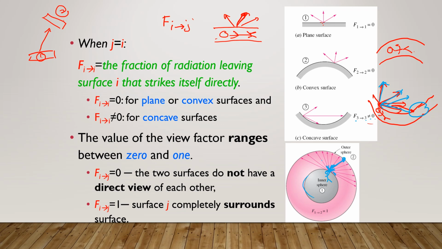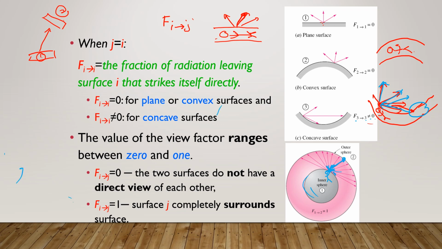Which means that whatever amount of radiation is radiated, it will strike back to yourself. Okay, it will strike back to surface number 1, and for that condition, it will be equal to 1. So F, for example here, where is the point?